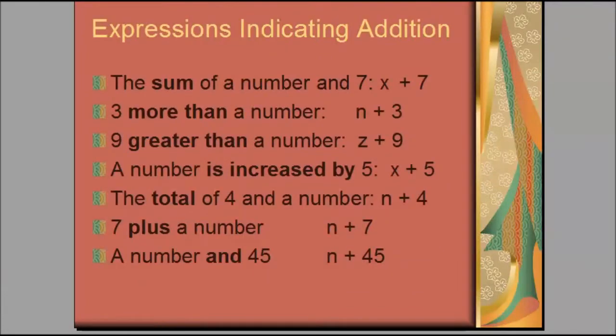And here are some common expressions indicating addition. For example, if we have the sum of a number and 7, it's x plus 7. 3 more than a number is n plus 3. 9 greater than a number, z plus 9. A number is increased by 5 is x plus 5. The total of 4 and a number, n plus 4. 7 plus a number, n plus 7. A number and 45 is n plus 45.